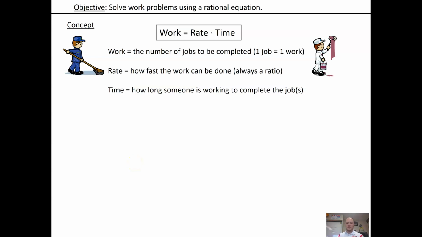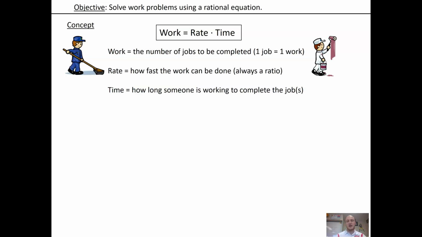I just need to define a couple of terms first. Work is the number of jobs to be completed. If I have to paint one room, that's one job. If I have to mow one lawn, that's one job. Rate is how fast you can do something, the rate at which you do that job, and that's always going to be a ratio. Always going to be a ratio. And then time is how long someone is working to complete the job.